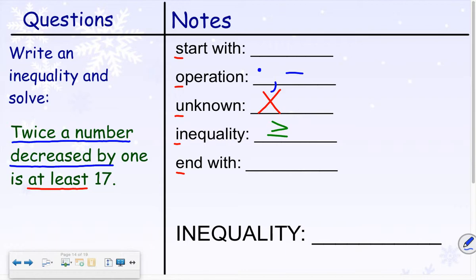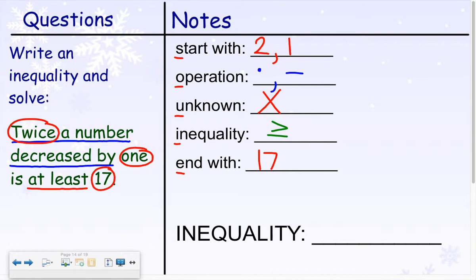Okay, so then let's look at our starts with numbers. So the first number we come across is twice. So we need a 2. Then we have the number 1 and the number 17. So we have 3 numbers on this problem. So the 2 and the 1 both need to go under the starts with. The 17 is what we'll end with.